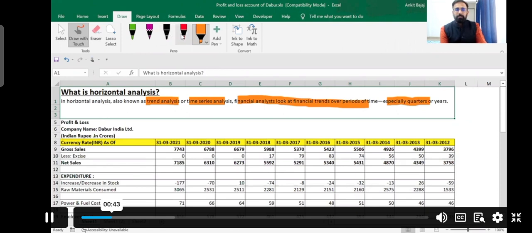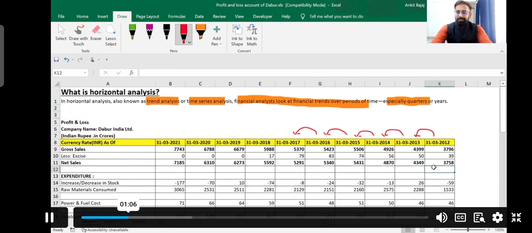So here, basically, you will be comparing the data of several years, right? Current year versus previous year, current year versus previous year. You will be comparing several years' data to find out how the company is performing, right? So first of all, I will be checking the performance of sales, whether sales is increasing or decreasing. This could be understood from horizontal analysis, right?